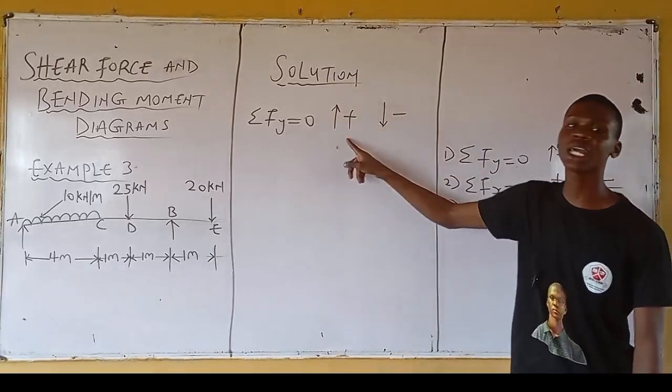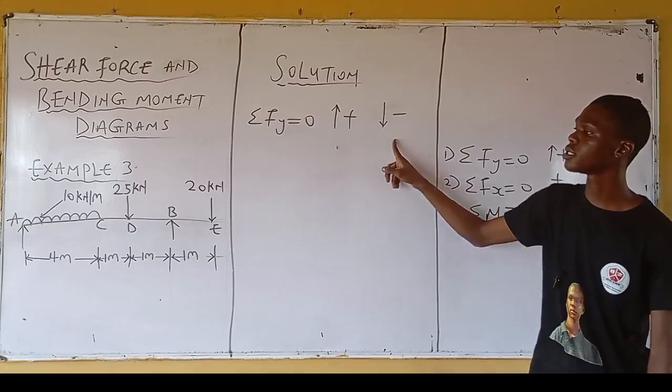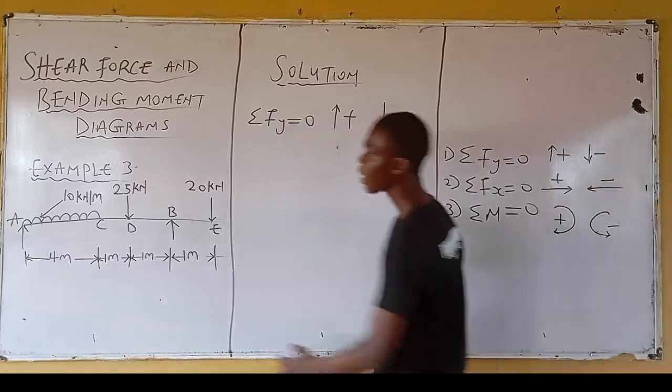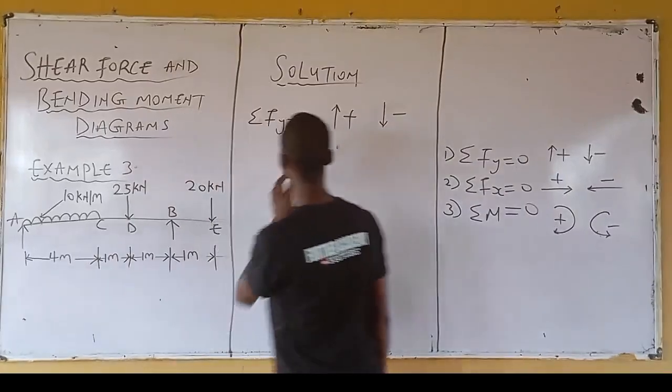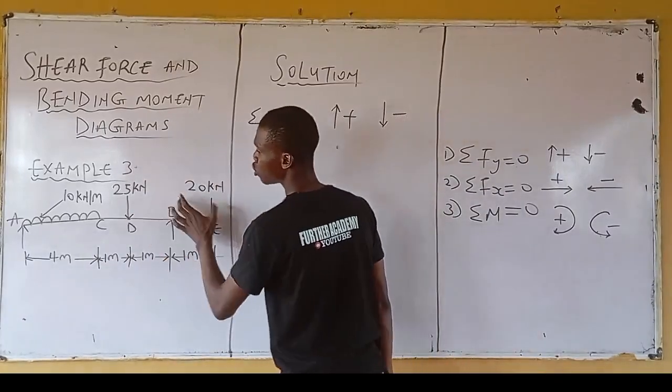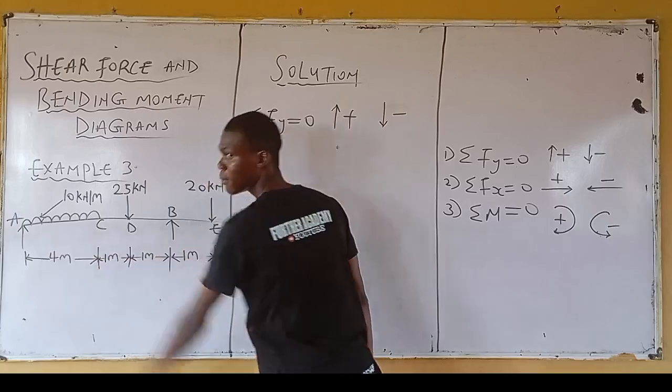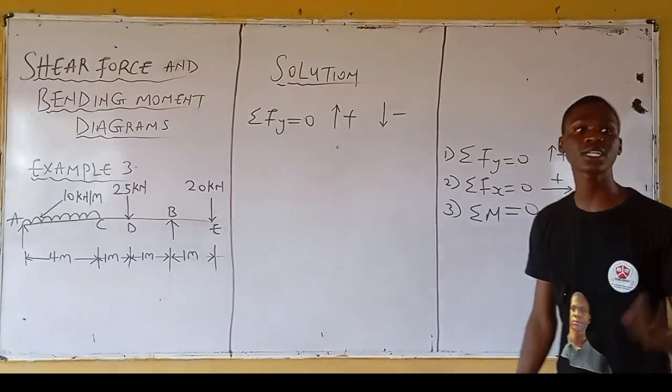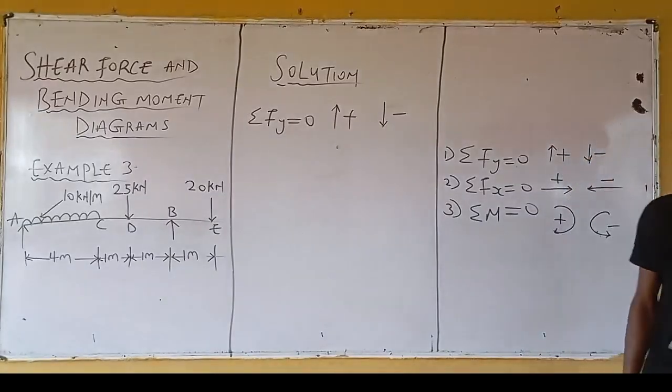Force of this nature, how many are they? 2. What about this? 3, right? I have this and this being force of this nature, and I have these 2 also with my UDL. I believe you know how UDL works. You can convert a UDL to a point load.